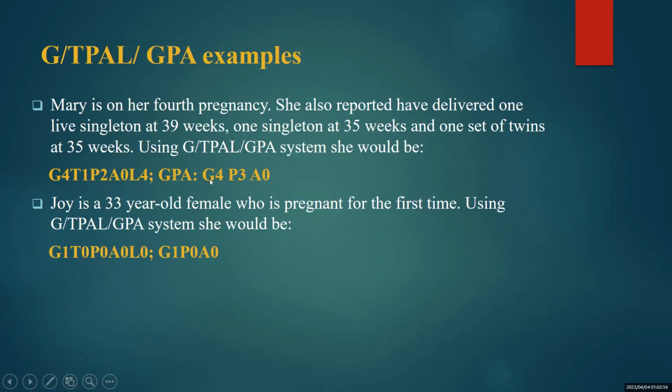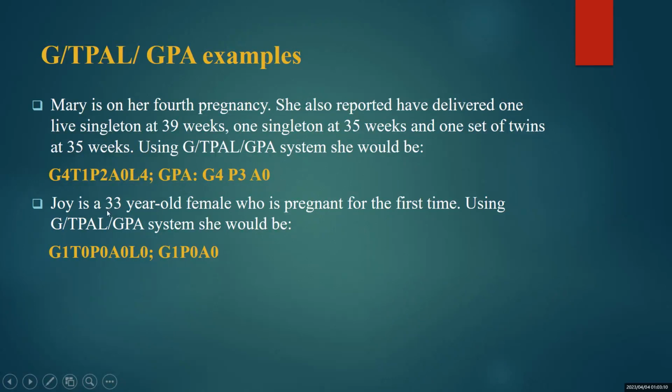In the GPA system, she's G4 and 3 pregnancies. She has carried them to a point of viability, and she has had no abortion. So in the GPA system, she's G4, P3, and A0.